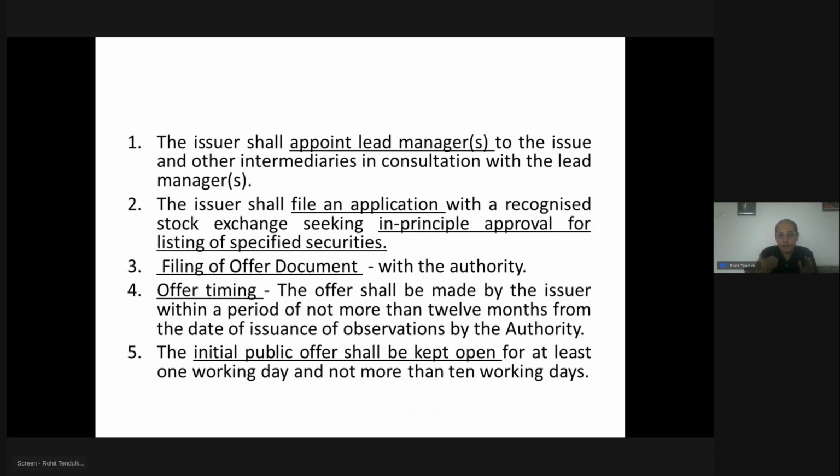Lastly, the initial public offer shall be kept open for at least 1 working day and not more than 10 working days. This is so far as the IPO is concerned. For FPO, we will discuss in detail later on.